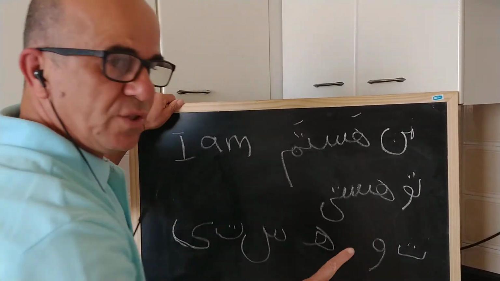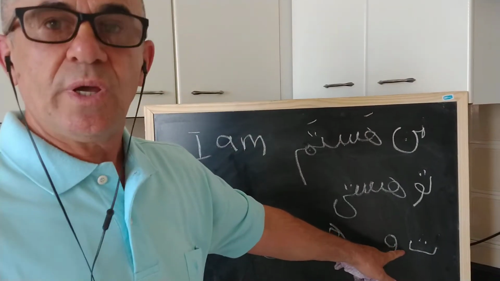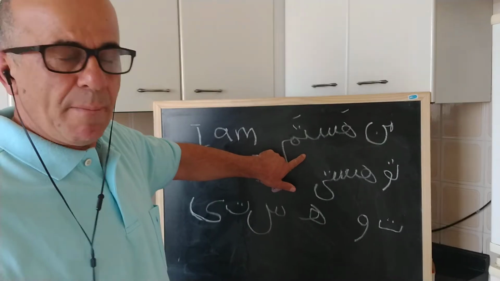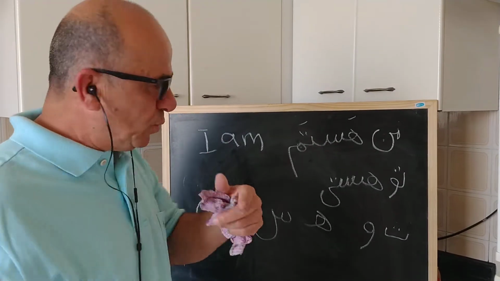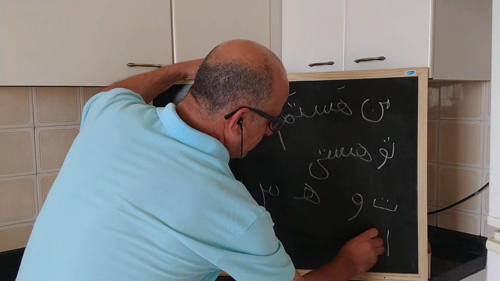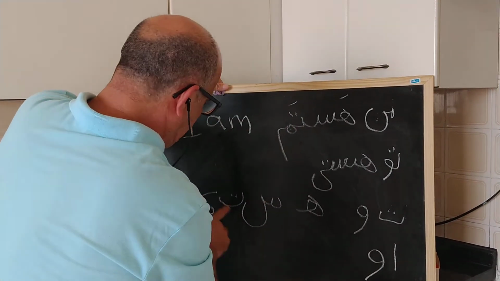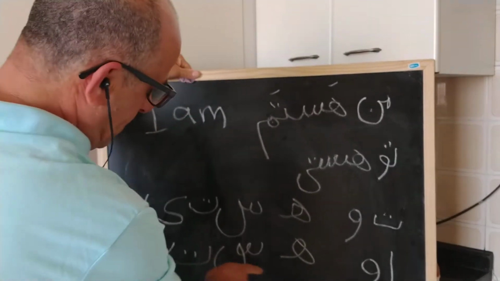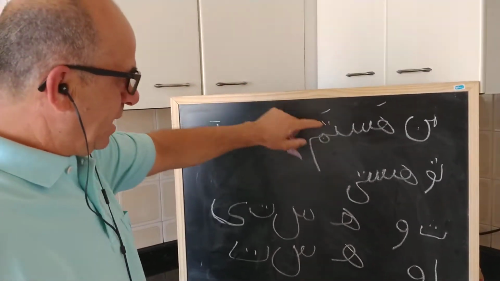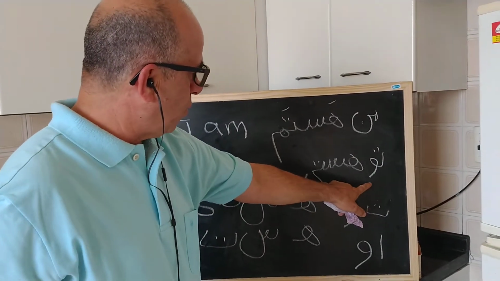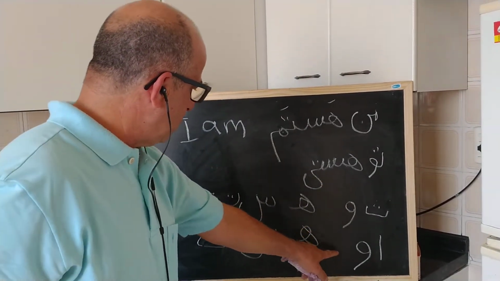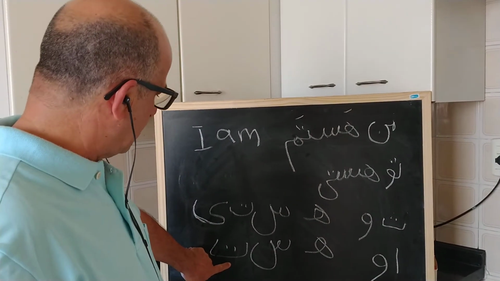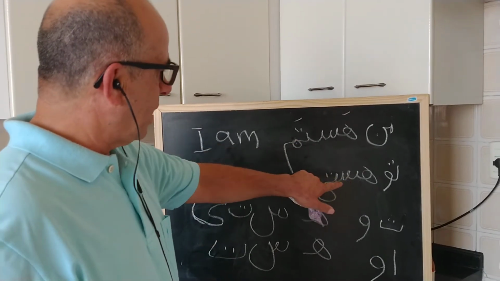With to, which is you, it's always hasti. With man, it's always am. With u, hast, until here. Okay? Man hastam, to hasti. U hast, hast. So with he or she it's always without anything, hast. Man hastam, to hasti, u hast.